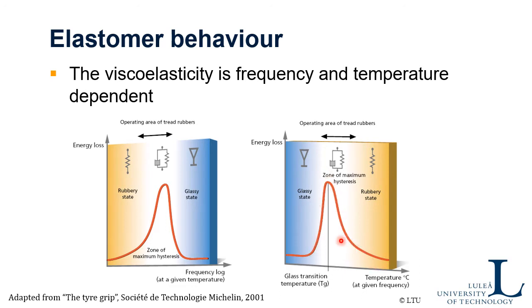Actually, this is used when you design a tire for winter use, for example. This maximum should come at the operating temperatures, say below 0, for example. And the same goes for a shoe sole, I would say.